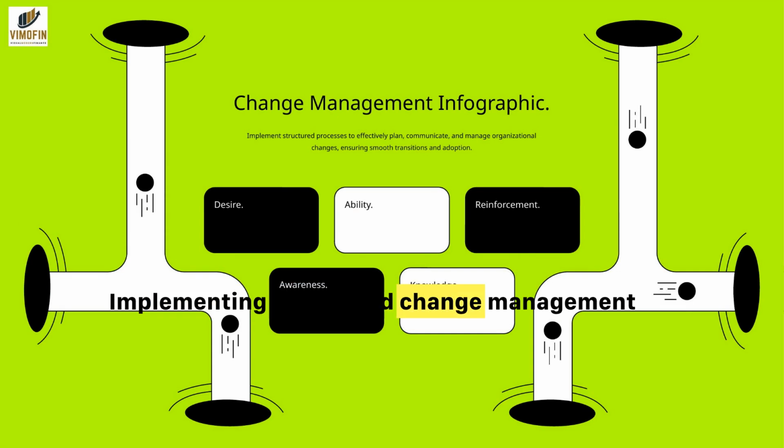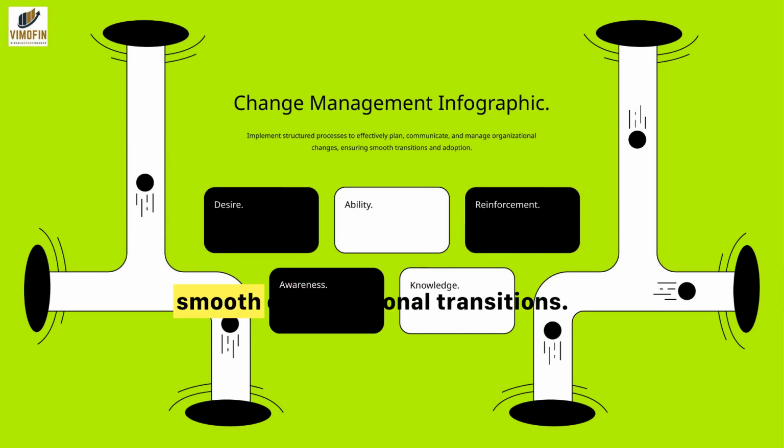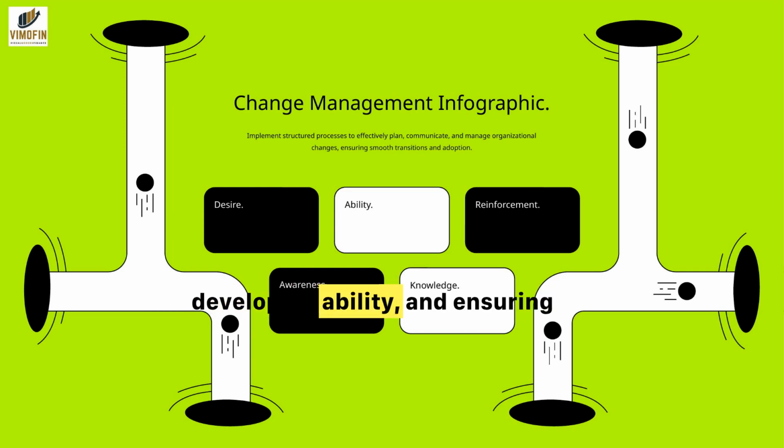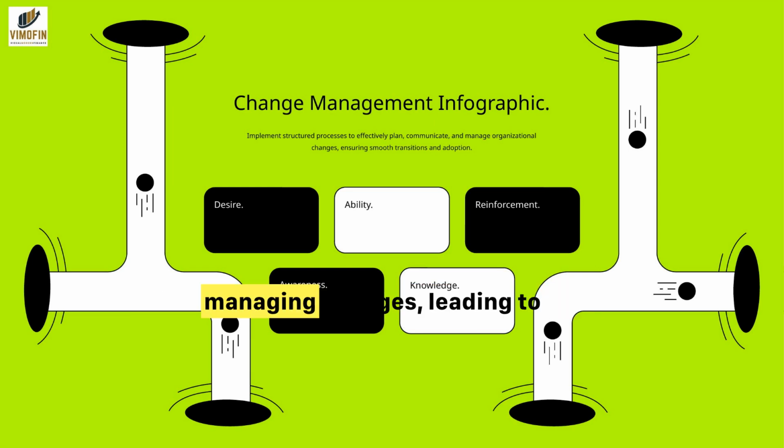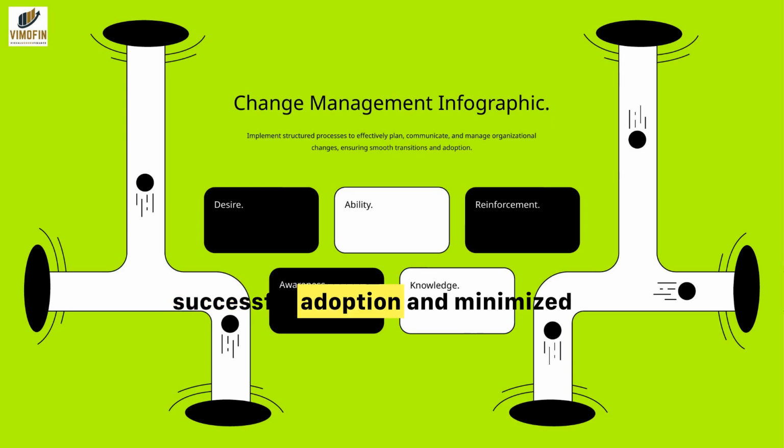Implementing structured change management processes is crucial for smooth organizational transitions. Focus on building awareness, enhancing knowledge, fostering desire, developing ability, and ensuring reinforcement. These elements help in effectively planning, communicating, and managing changes, leading to successful adoption and minimal disruption.